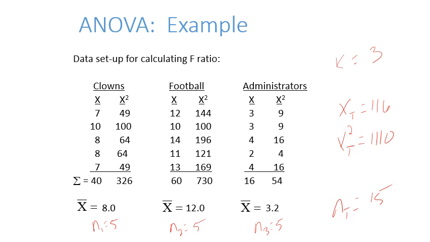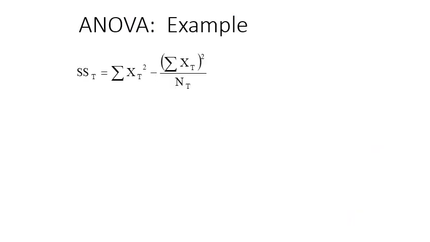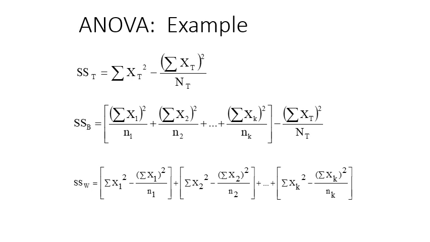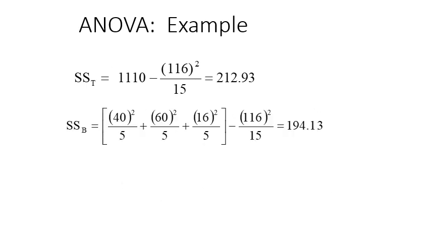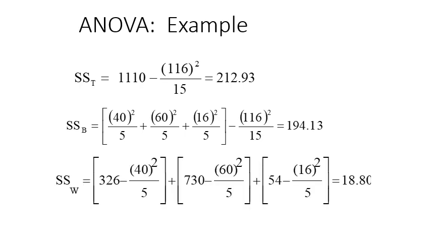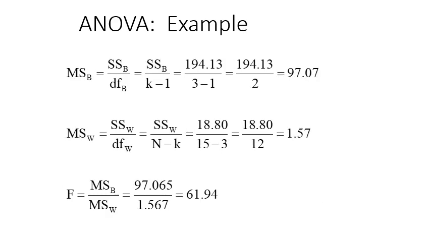Let's plug these into the formulas. So sum of squares total, sum of squares between, and sum of squares within are our formulas. Sum of squares total, plug it in and you get 212. Sum of squares between, plug it in, you get 194. Sum of squares within, plug it in and you get 18.8. Mean square between, we plug it in, get 97. Mean square within, plug it in, get 1.567. So our F ratio, 97 divided by 1.567 is 61.94.